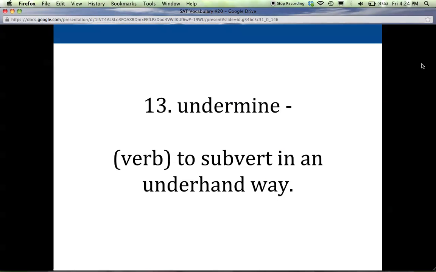13 is undermine. It's a verb, and it means to subvert in an underhanded kind of way. So if you undermine someone, you don't respect their authority. You don't respect them. You do what you want, even if it means you're subverting, going around, not listening to what you should be doing. So undermining authority is a great way to think about this. And when you think of under, you're kind of going under, around. You're not doing what you're supposed to be doing. You're not listening to someone.